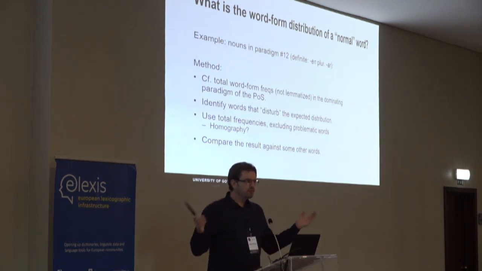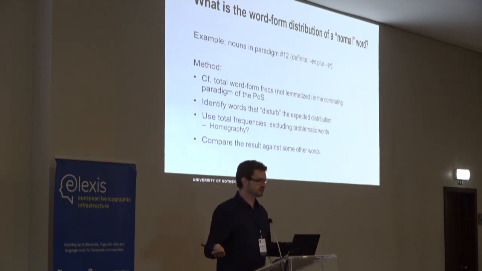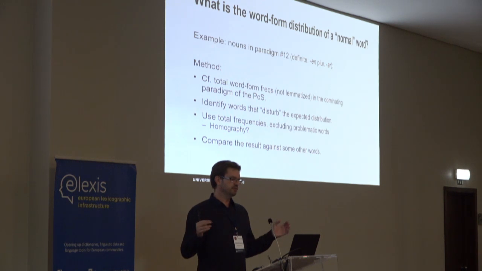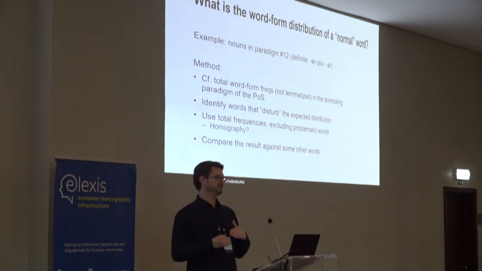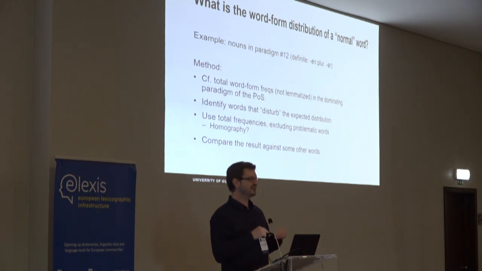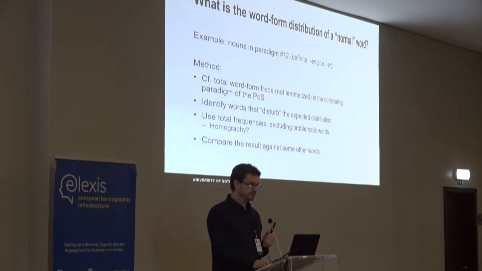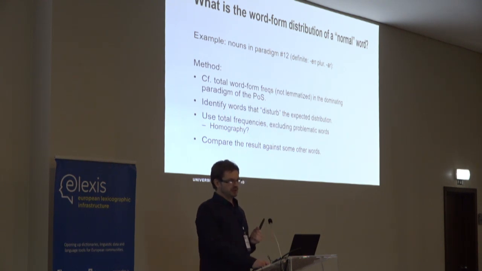But first of all, we need to find out what is the normal, or the most frequent, distribution of, for example, nouns. And then we use our different paradigms. We have many rule-based paradigms, I think 400 paradigms all in all. But the most common is paradigm number 12. That doesn't tell you very much, but looking at this number 12, which is a dominating paradigm, we can identify word forms that disturb the expected distribution. And then we have to exclude, of course, homography, or take that into account at least. And then we compare the result with other words, preferably.